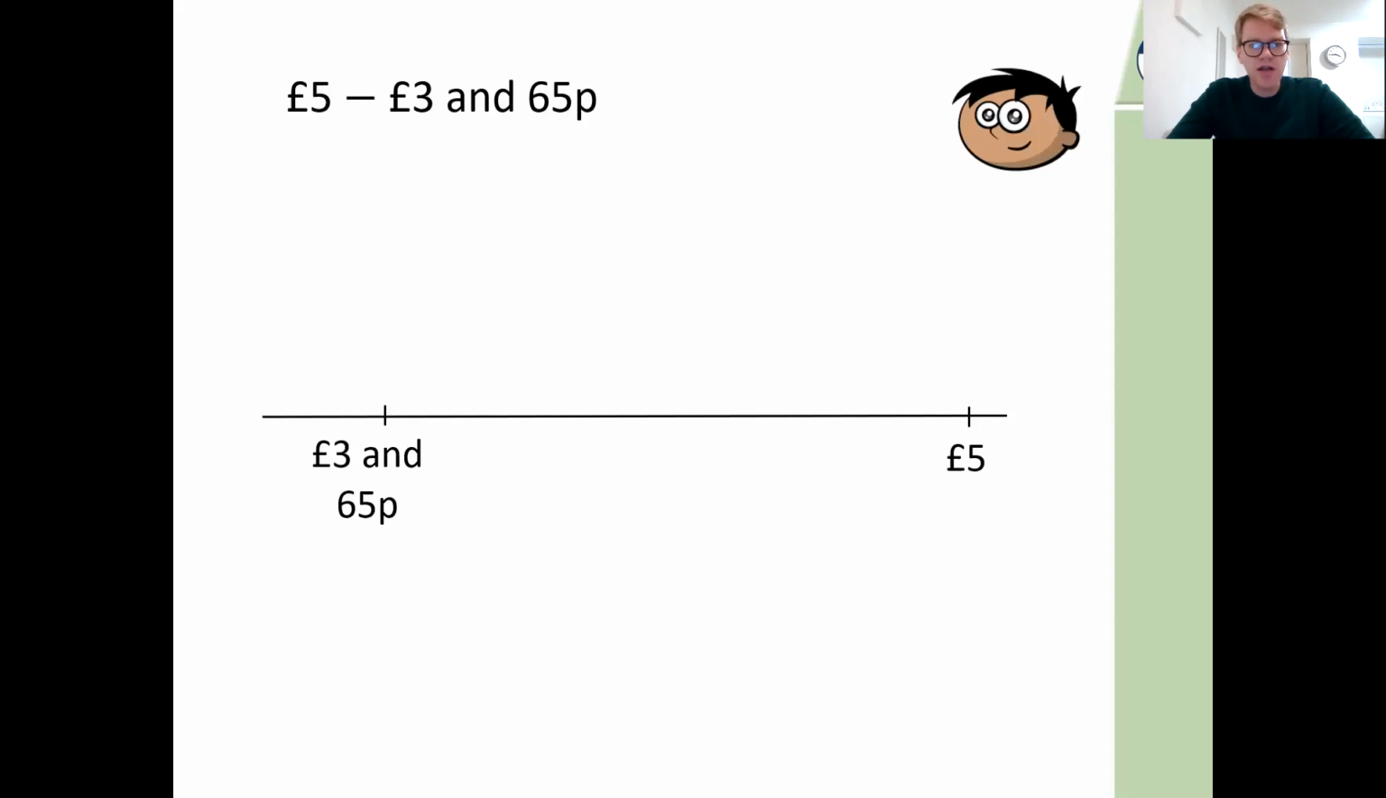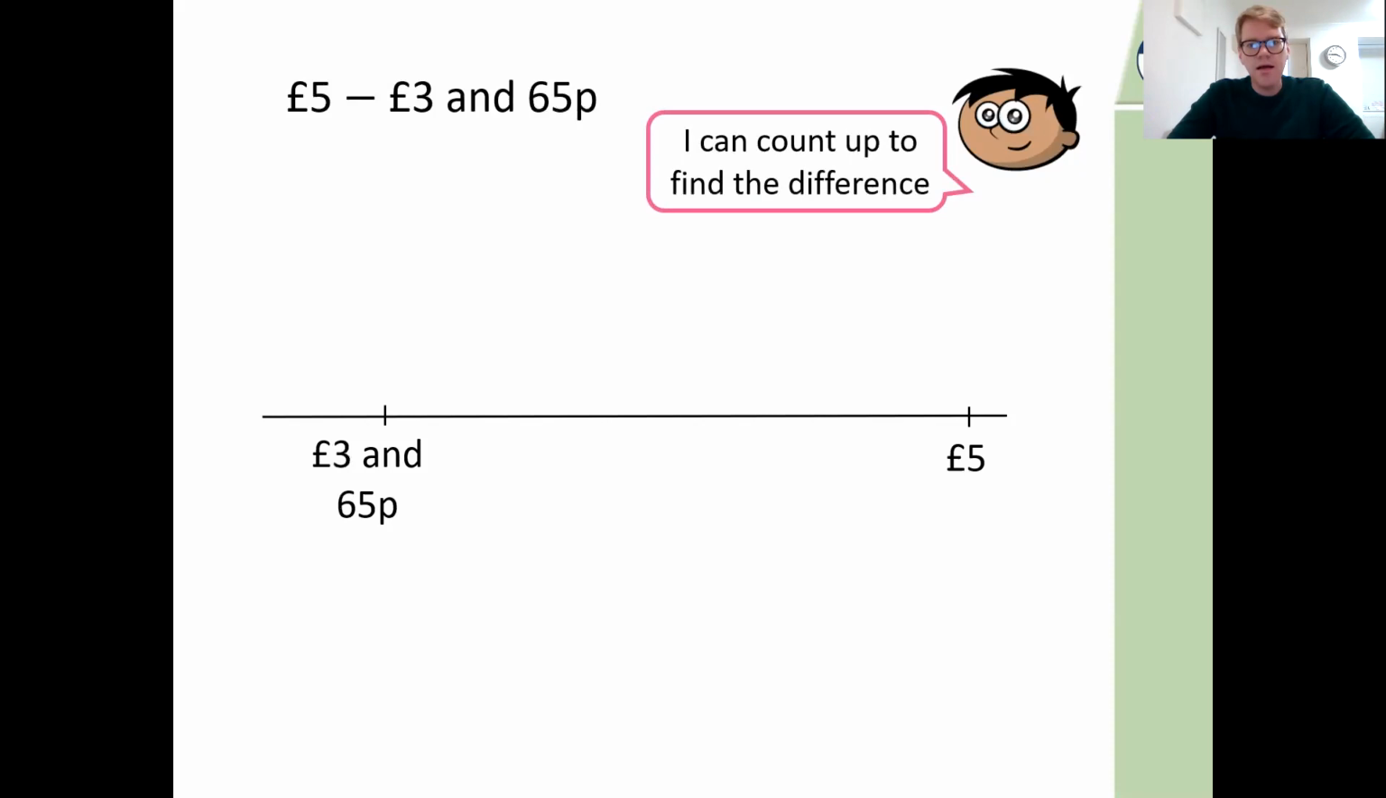Okay, so let's have a go at another one then. Let's see what we can do with this. We're going to do £5 take away £3.65. Now, Amir here is saying he can count up to find the difference. Do you agree? So the calculation he wants to do is £5 take away £3.65. Would he get the right answer if he actually starts counting up on his number line? What do you think? Maybe you could draw your number line out on a piece of paper at the moment and actually test this method out.